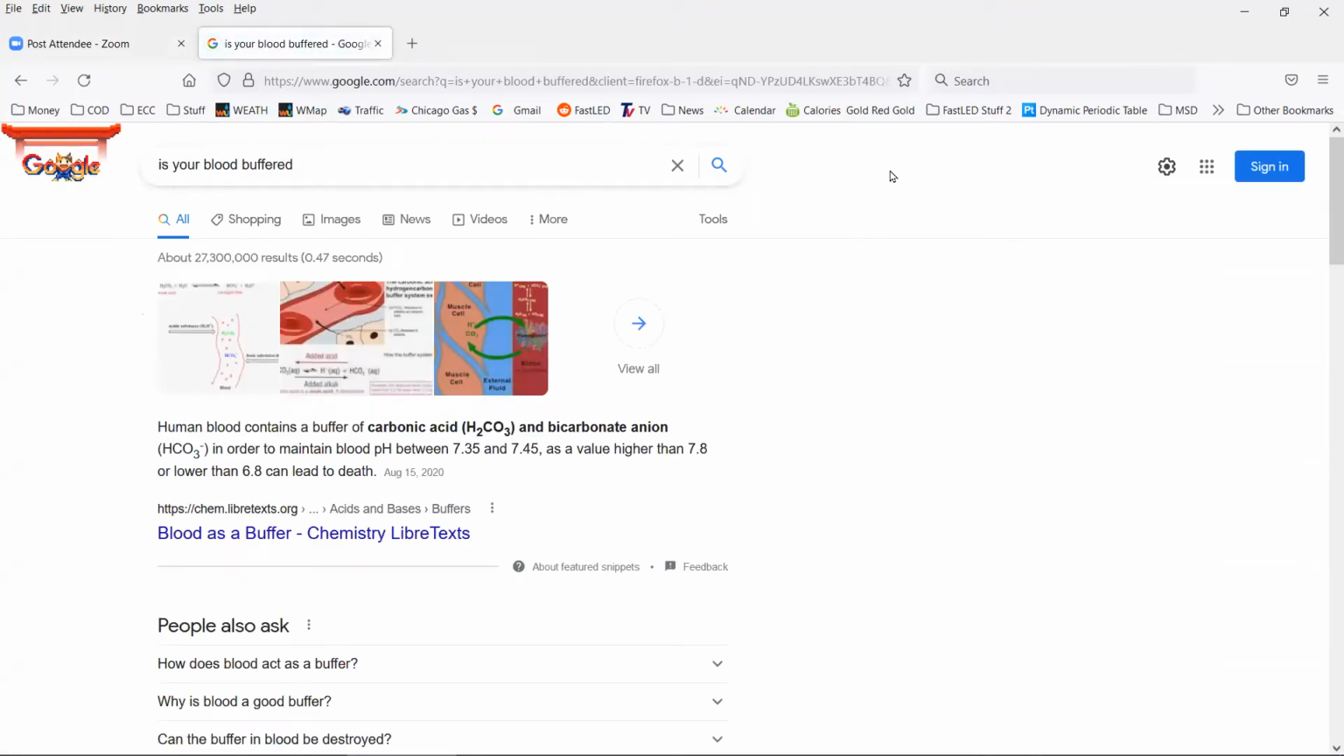If you see on your screen, not to scare you, but I will. Everybody see, human blood contains a buffer. And guess what? That buffer solution keeps you between a very narrow range of 7.35 and 7.45. If you go higher than that, like higher than 7.8 or lower than 6.8, guess what? You're dead. So why learn about buffers? It's in your blood, it's keeping you alive.